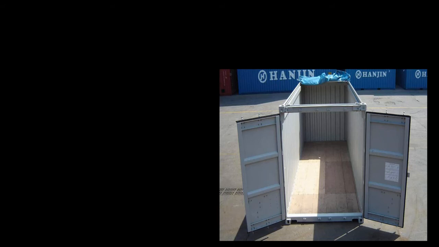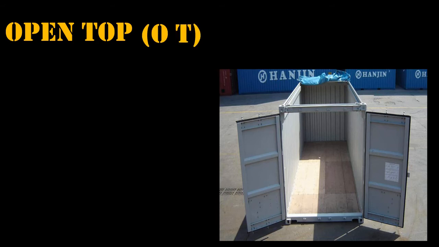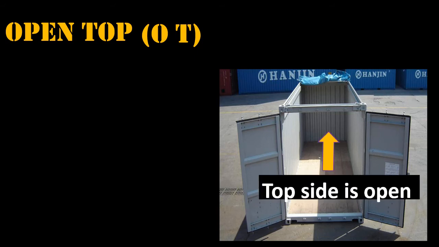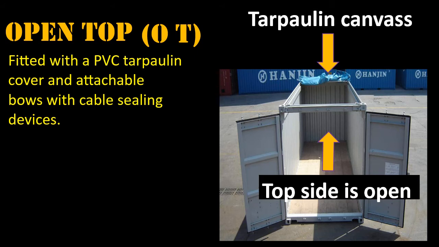This is the second type of shipping container. This container is called the open top container. For me, I call this container OT. Why is it called an open top container? A good question. The reason it's called an open top is that this container does not have any shielding on top of it. The top side of this container is totally open. The ceiling or top side of this container is usually covered with tarpaulin canvas. The tarpaulin canvas is attached to hooks on the container.